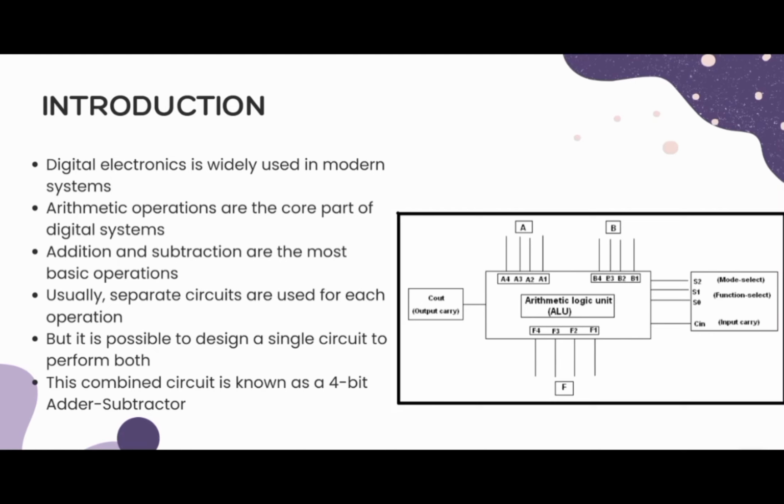Digital electronics is widely used in modern systems such as computers, calculators, and mobile devices. Arithmetic operations are very important in digital systems. Among them, addition and subtraction are the most basic operations. Usually, separate circuits are used for addition and subtraction, but we can design a single circuit to perform both operations. This combined circuit is called a 4-bit adder subtractor.